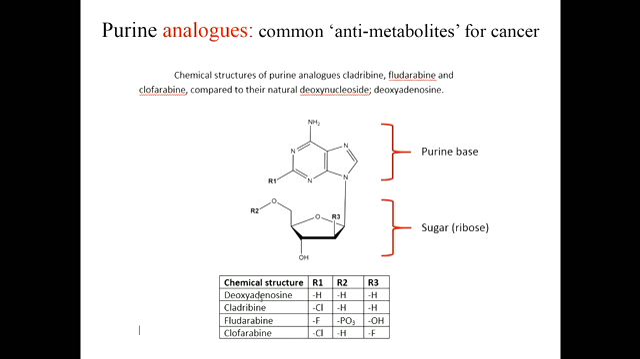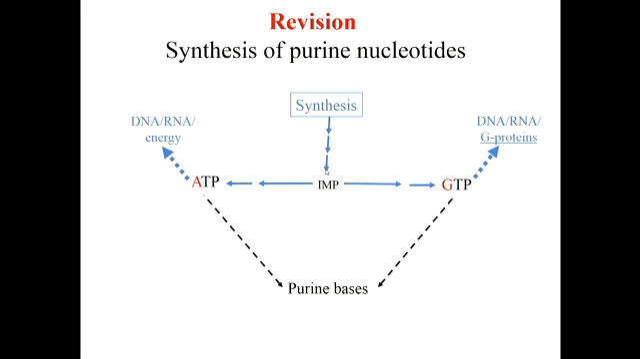There's a whole load here: deoxyadenosine, cladribine, fludarabine, and chlorfarabine. These are all anti-cancer drugs as well. And just variations on the ring structures here make these other drugs. But we're going to stick to the thiopurines just for this.